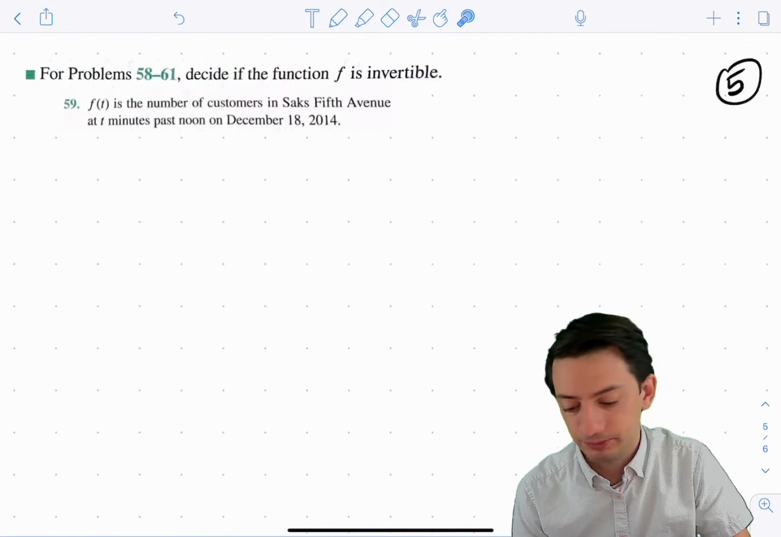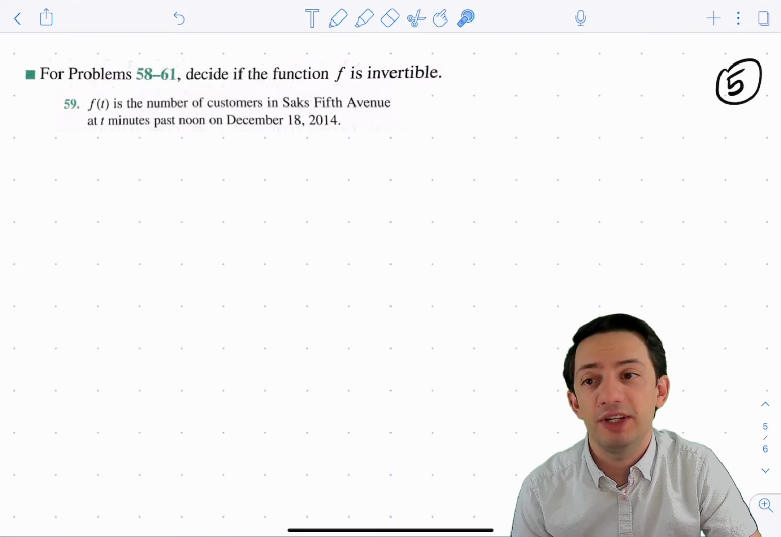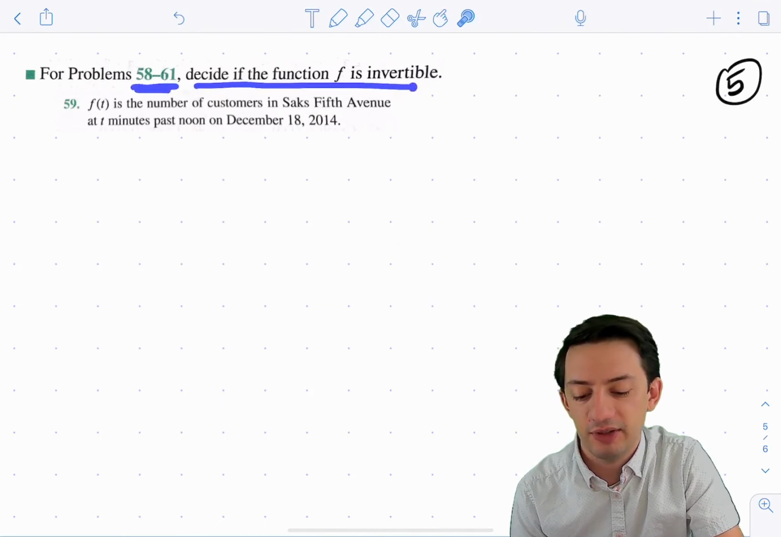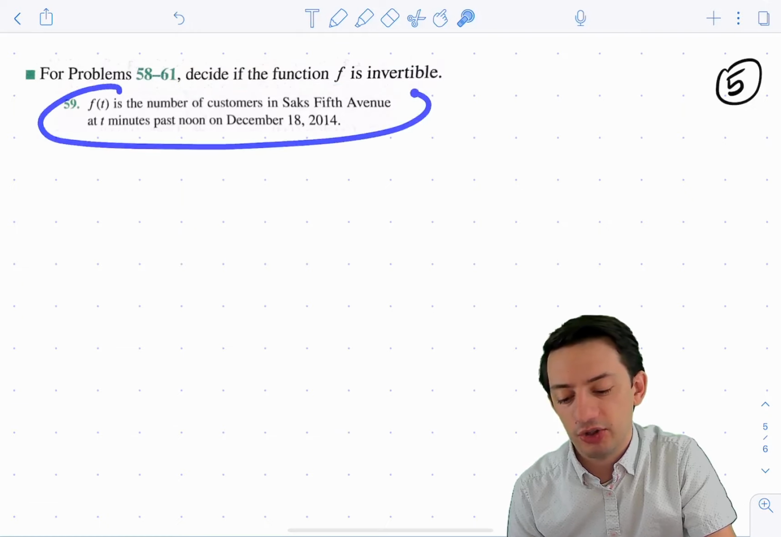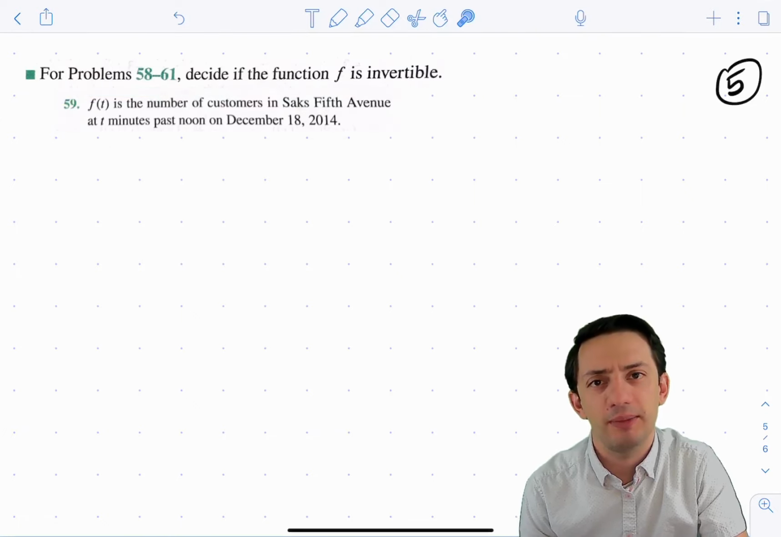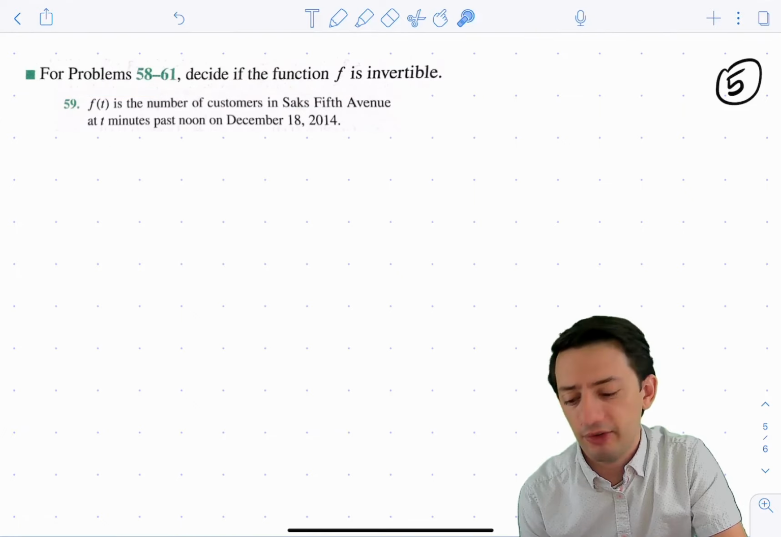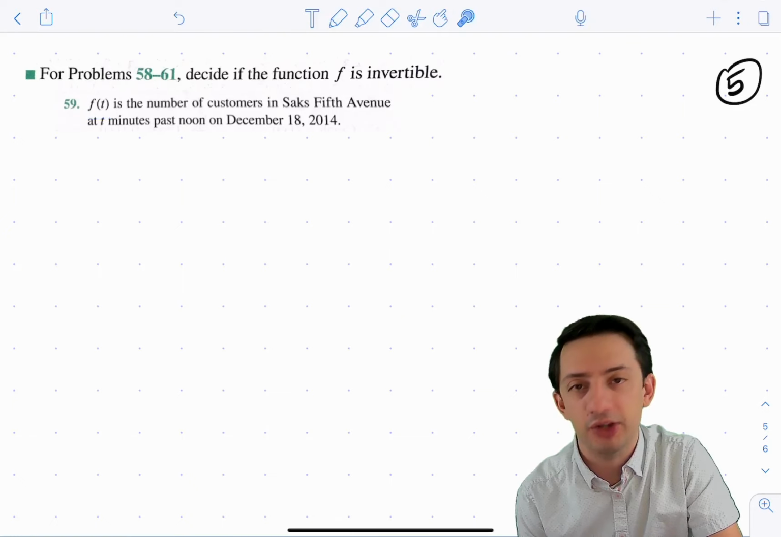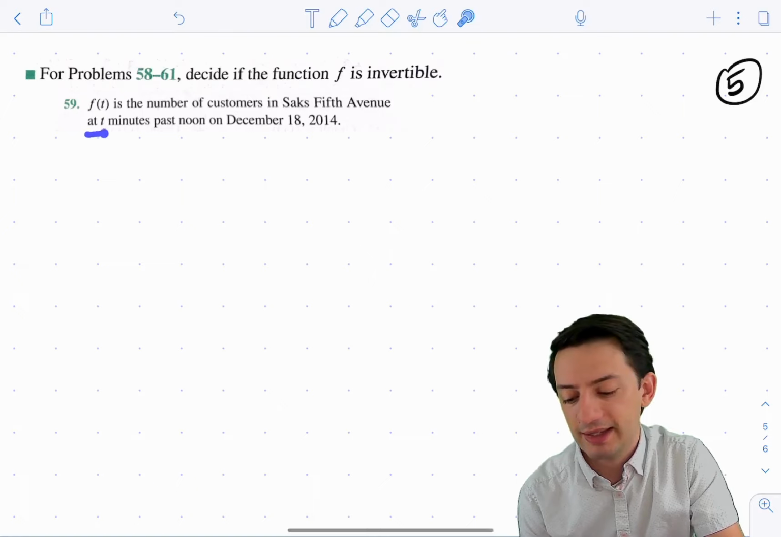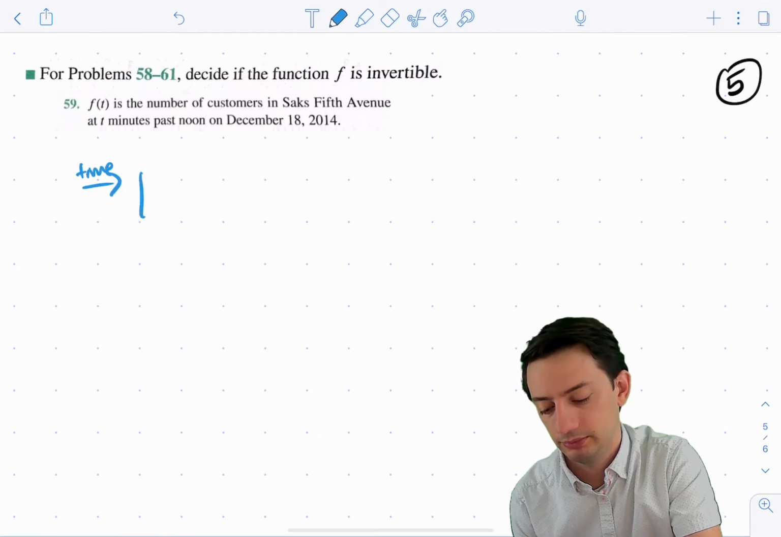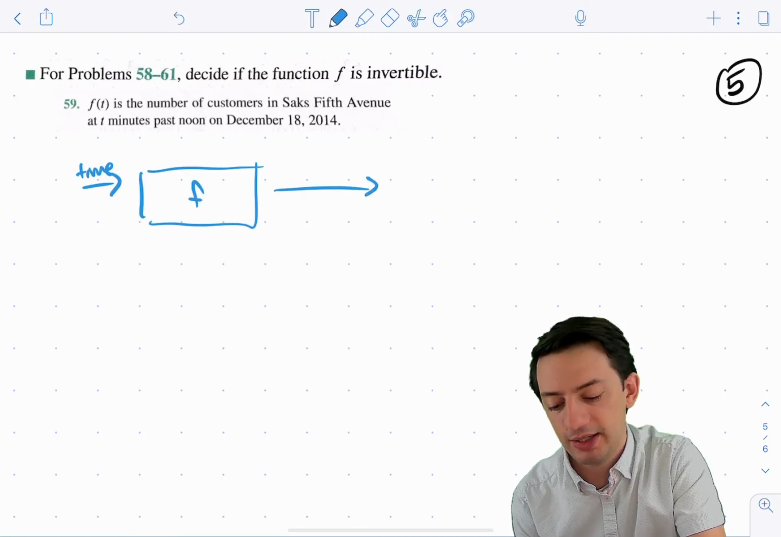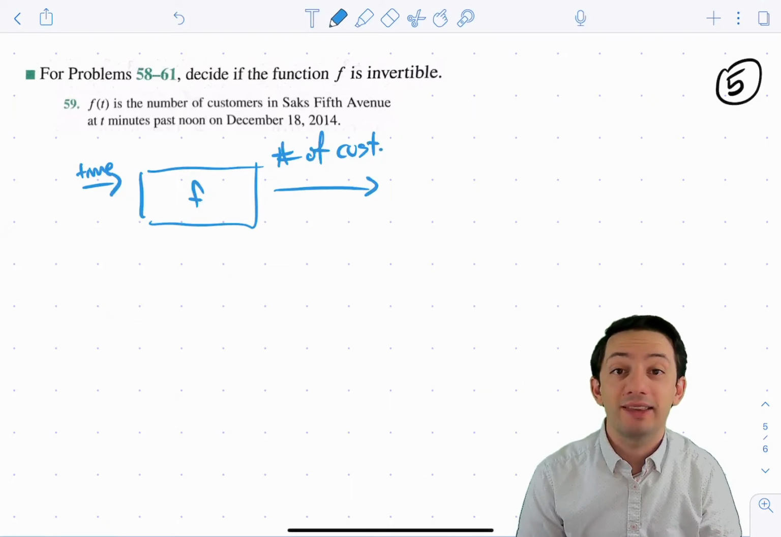Okay, last up. This is question number 59. There's a series of questions that say decide if it's invertible, but unlike the last one where it actually is a real function, this is a function that is defined in words, so it's making you think about a concept. This assumes we have a function f of t that tells us the number of customers in Saks Fifth Avenue at t minutes past noon on a certain day. So this function is some kind of box where you put in a time, and you have your function, and it tells you the number of customers that were there at that time.